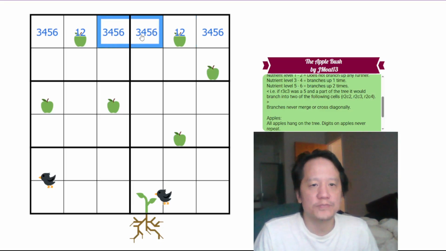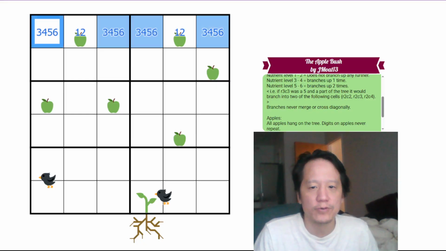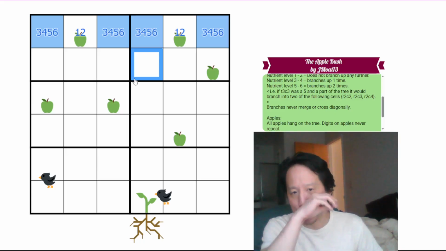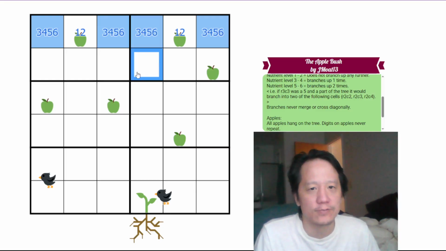That means the tree cannot branch to any of these. So these are not allowed to have a tree. Well, actually, let's make it blue, because that's like sky. So that will be blue. We'll have green be the tree. Actually, it should be like some sort of brownish, but green is the only one that we really have.